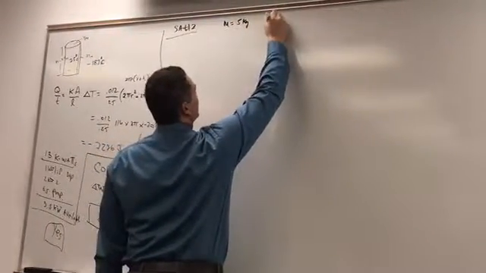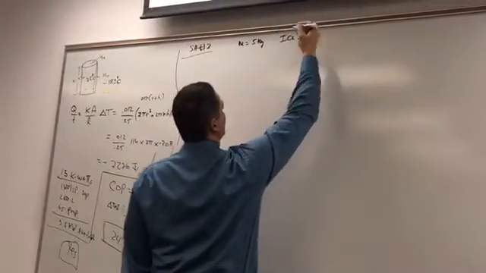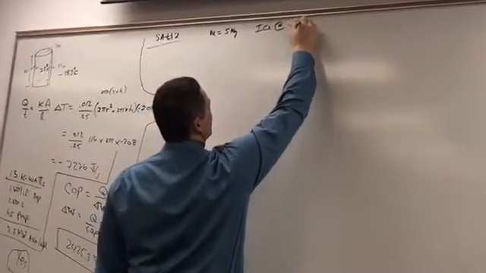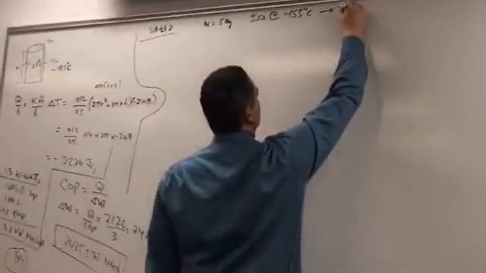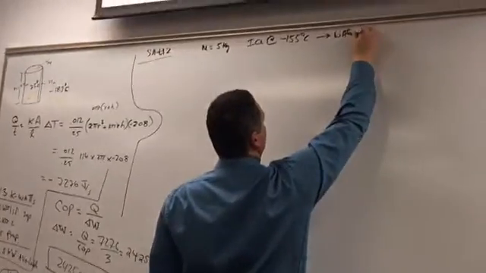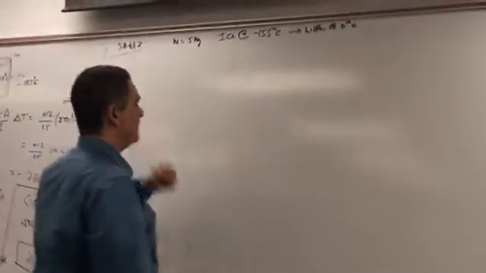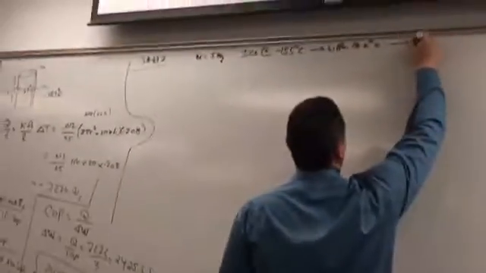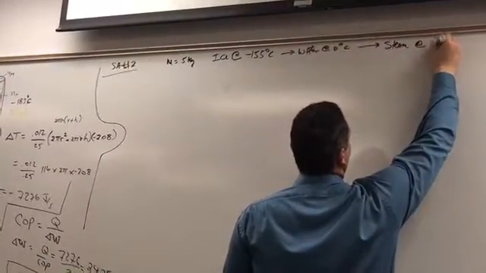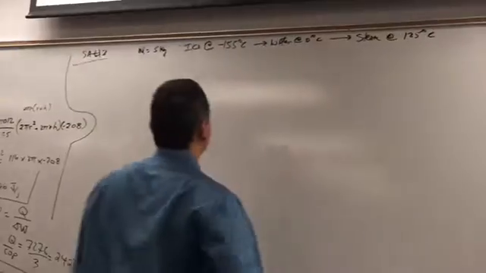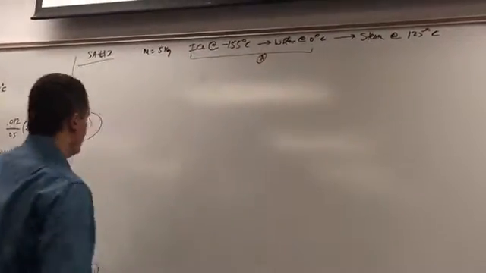Okay, so we have ice at, this represents an at sign, minus 155 degrees Celsius. We want to convert this to water at 0 degrees Celsius. That's part one. Then in part two, I want to convert it to steam at 125 degrees Celsius. Okay, so this is part A. The other part is part B.